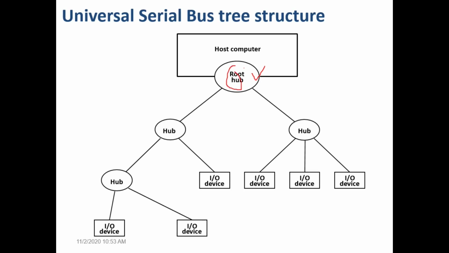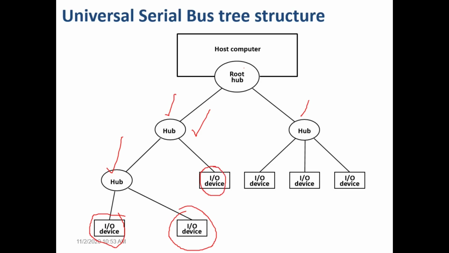Now we know what a hub is here, right? Every node of this tree structure is a hub, and a hub allows us to connect multiple IO devices. A single hub converts a single USB port into multiple USB ports. So the leaf nodes here are IO devices. For example, in this hub, I have connected an IO device over here. So that is a leaf node, or leaf.